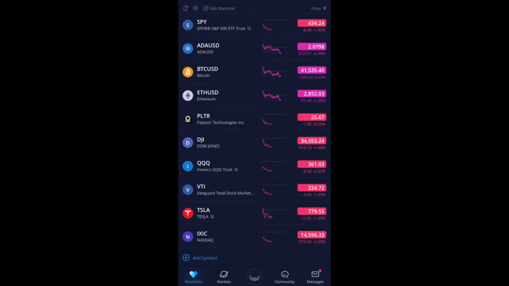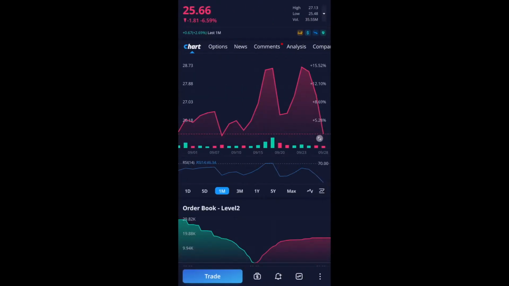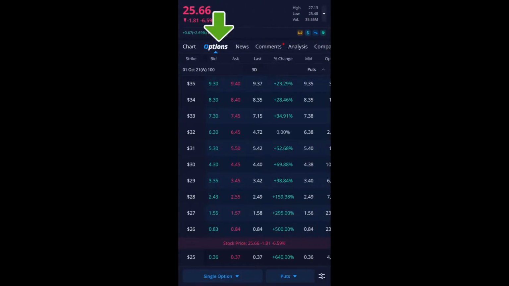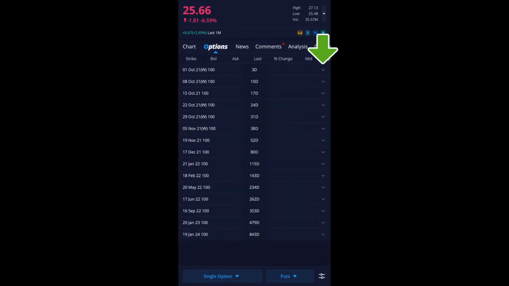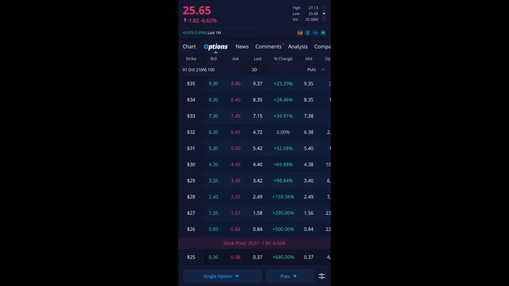So find a stock that you want to trade options in. Now, for this sake, I'm going to do Palantir. Notice the market is really down today, so I'm going to hit Palantir, and then I'm going to go to the options. Now I'm going to do a 3-day expiration. Now you can minimize this. On the right side, it's collapsible, so you could collapse that. And then there's 3 days, 10 days, and 17 days. So I'm going to just choose a 3-day option expiration.